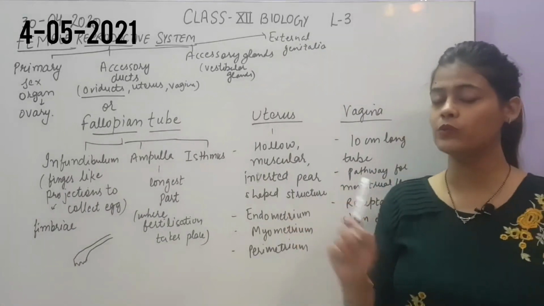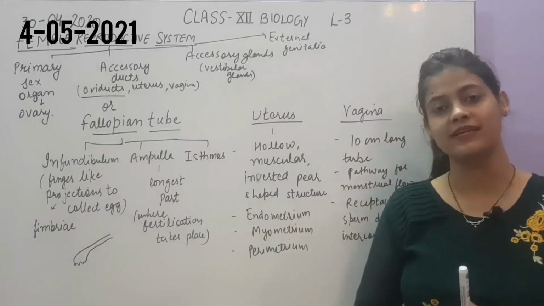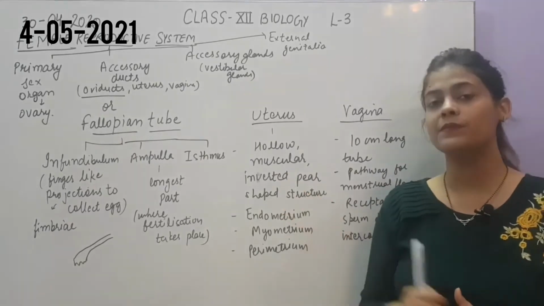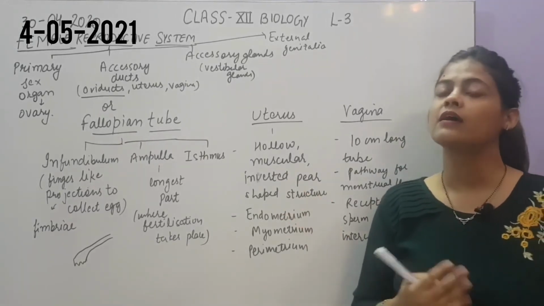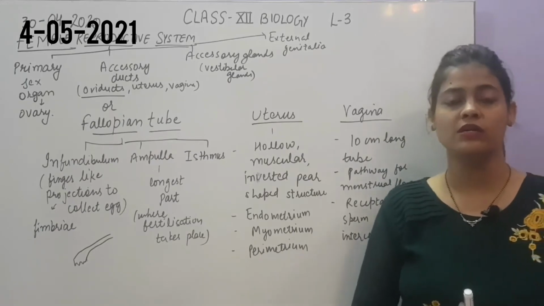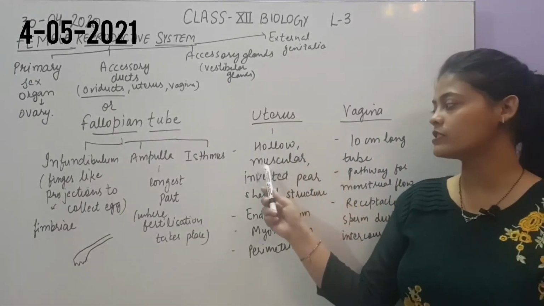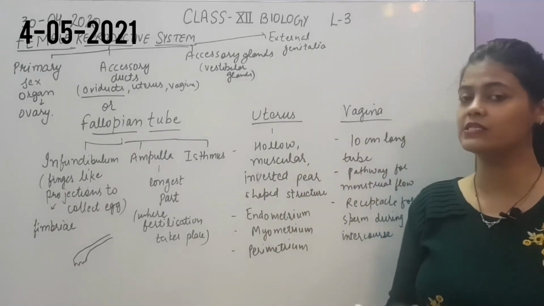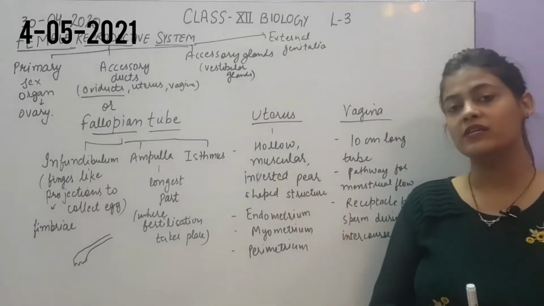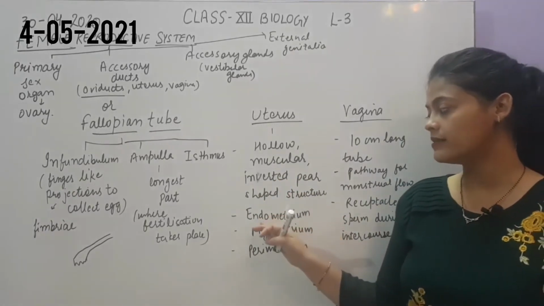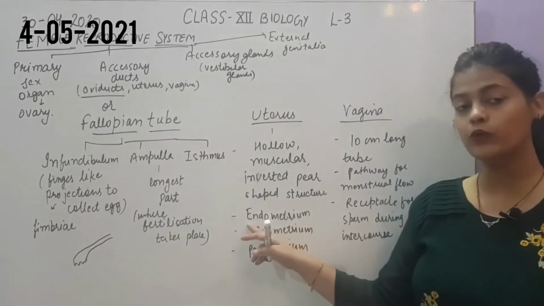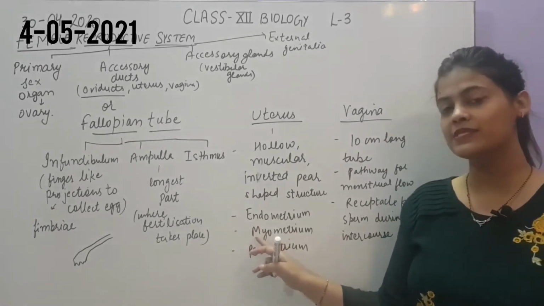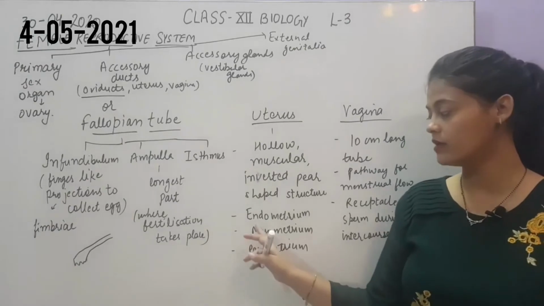Uterus plays a very important role, because the development of the embryo will take place inside the uterus, as well as in the menstruation flow, because the endometrium developed inside the uterus will help in the release of the menstrual flow. So uterus is a hollow, muscular, inverted pear-shaped structure. It is a hollow structure, muscular because it is guarded by muscles, and inverted pear-shaped. And the 3 linings of the uterus are endometrium, myometrium and perimetrium. Endometrium is the innermost one, myometrium is the middle one, and perimetrium is the outermost one.